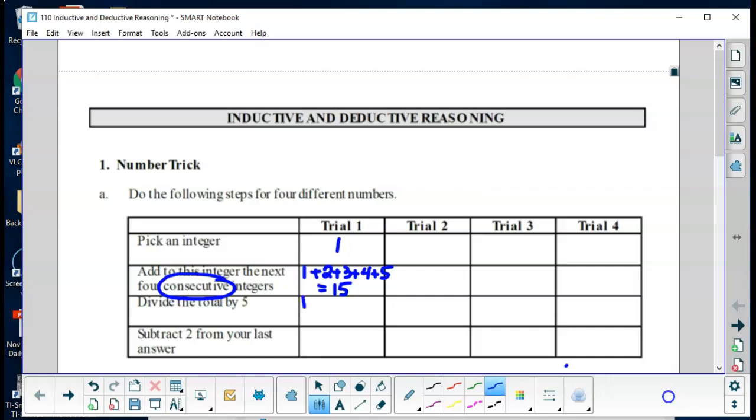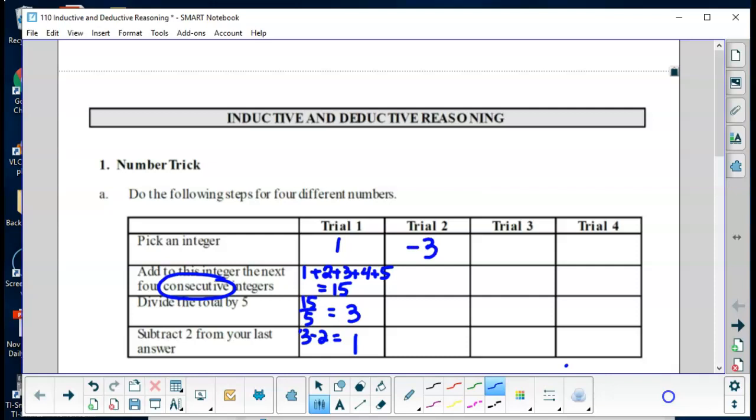Then divide that total by 5. Well, 15 divided by 5 is 3. And then subtract 2 from that. We get 1. Well, what's significant about 1? Not much. It's an integer as well. Turns out it's the same as what we start with. So we're going to figure out if maybe that happens with any integer. So let's try the next one, maybe a negative. Let's see what happens here.